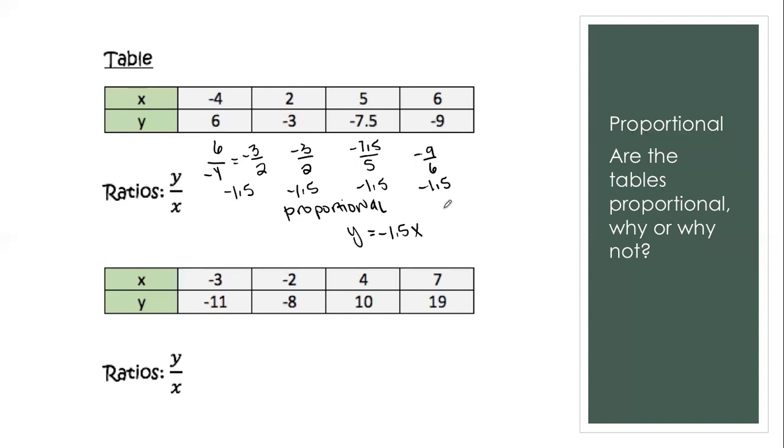Now, some of you may be wondering, could you do x over y? You could, but that won't give you the ratio of y over x, which is the k value. Because y equals kx. If I wanted to find k, I would divide both sides by x. So y over x equals k. This is how I find what my k value actually is.